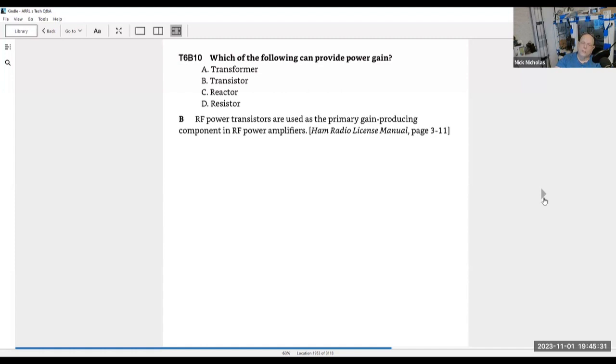Transistors, though, can amplify. Remember, we can use them either as amplifiers or switches. So they can provide gain to power, and that answer is B. Resistors reduce power, and reactors reduce power. Reactors is another name for inductors.